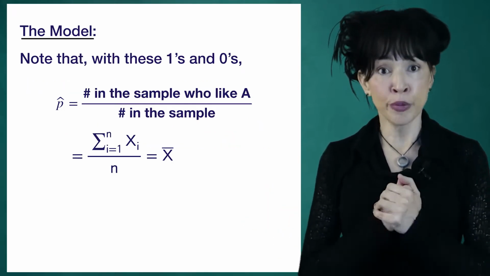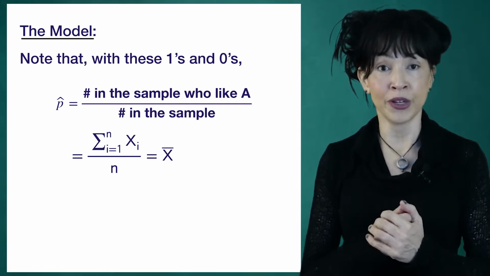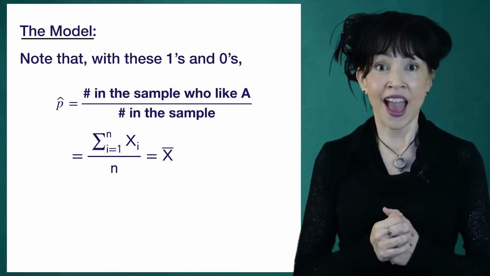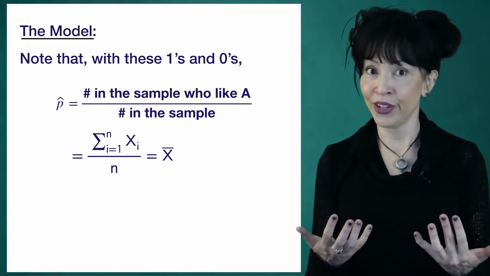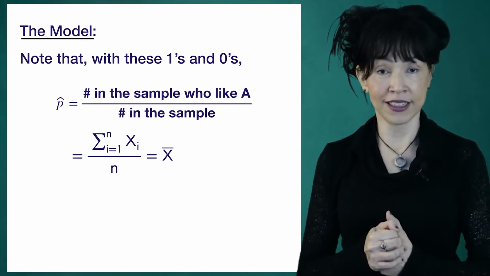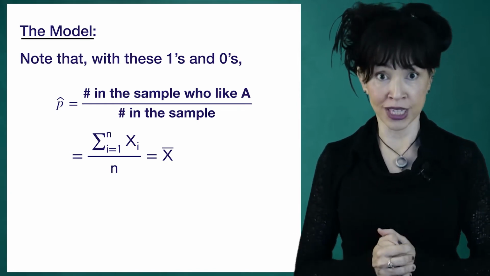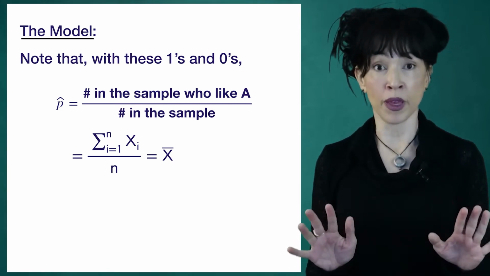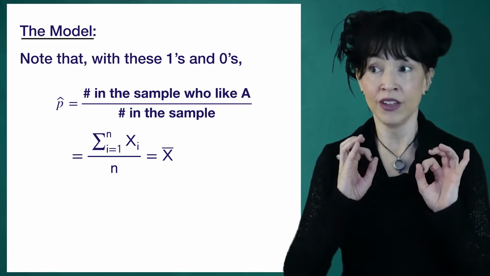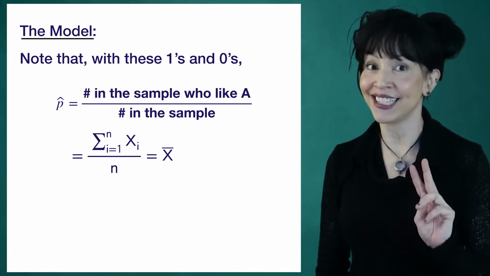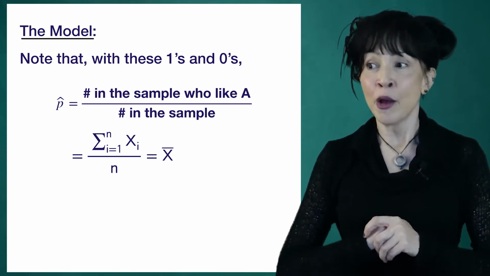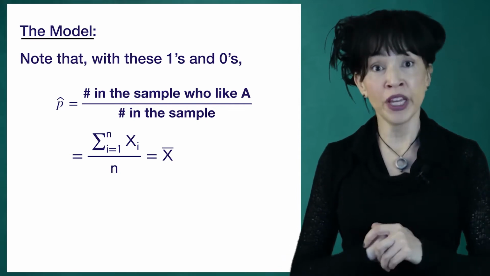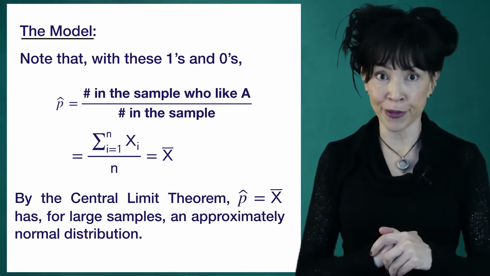The sample proportion is a sample mean when you set up the model the right way, and we already know how to compute hypothesis tests for means of distributions. Now, we do not have a normal distribution here, far from it. We've got zeros and ones. We have a discrete distribution that only takes on 2 values. By the central limit theorem, we should be okay, though, with a large sample.